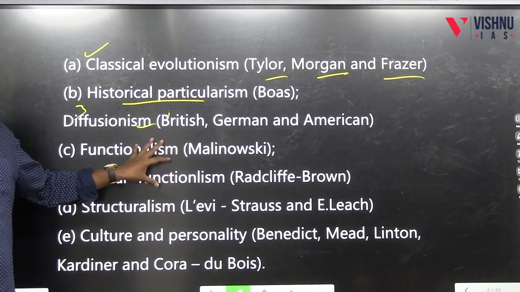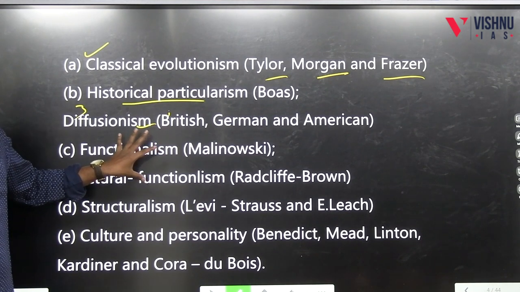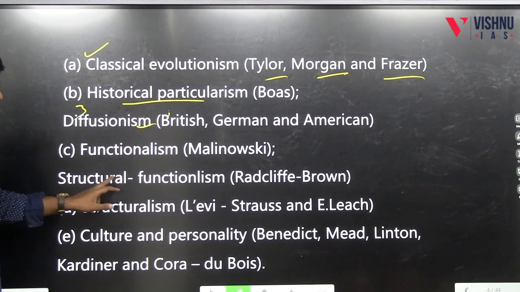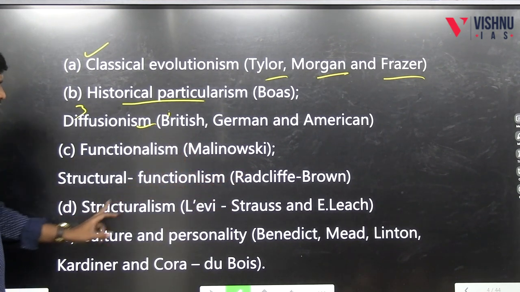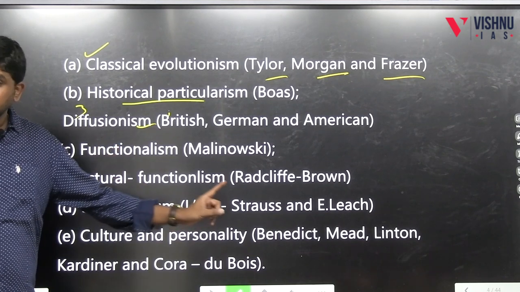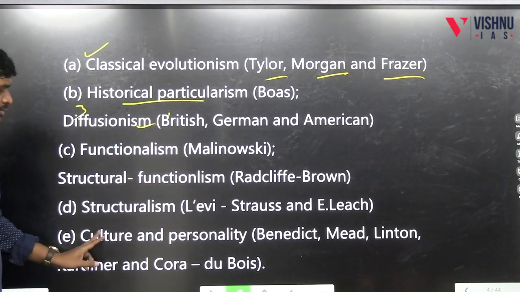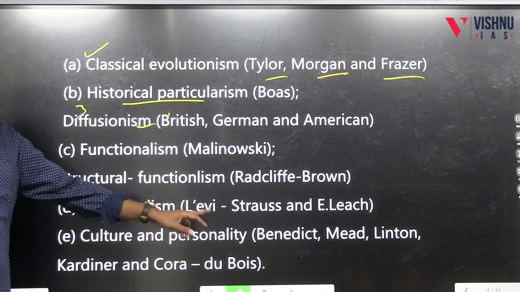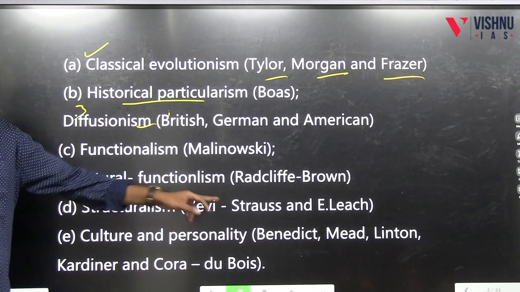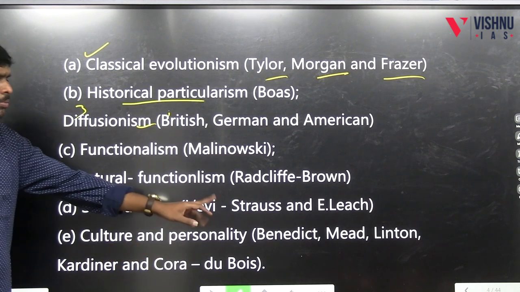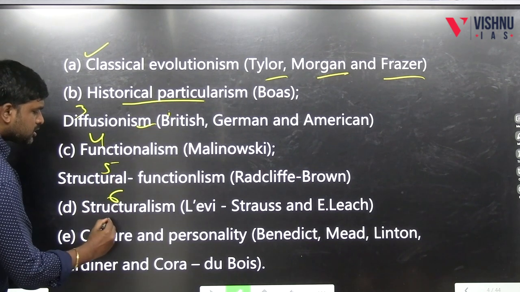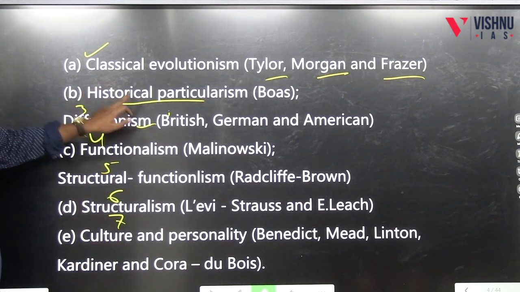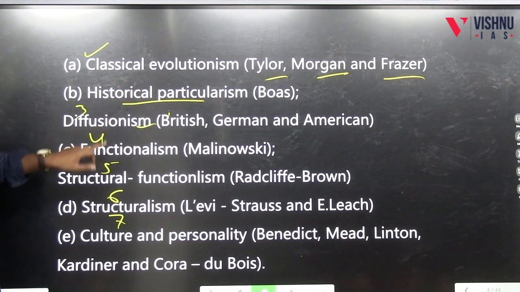Fourth, functionalism, very, very important. Malinowski is a trendsetter, a game changer of anthropology. Fifth, structural functionalism by Radcliffe Brown. Sixth, structuralism, two people are there, Levi-Strauss and Edmund Leach. Seventh, culture and personality school by 5 people: Ruth Benedict, Margaret Mead, Ralph Linton, Gardner and Cora Du Bois. So 7 schools are there.